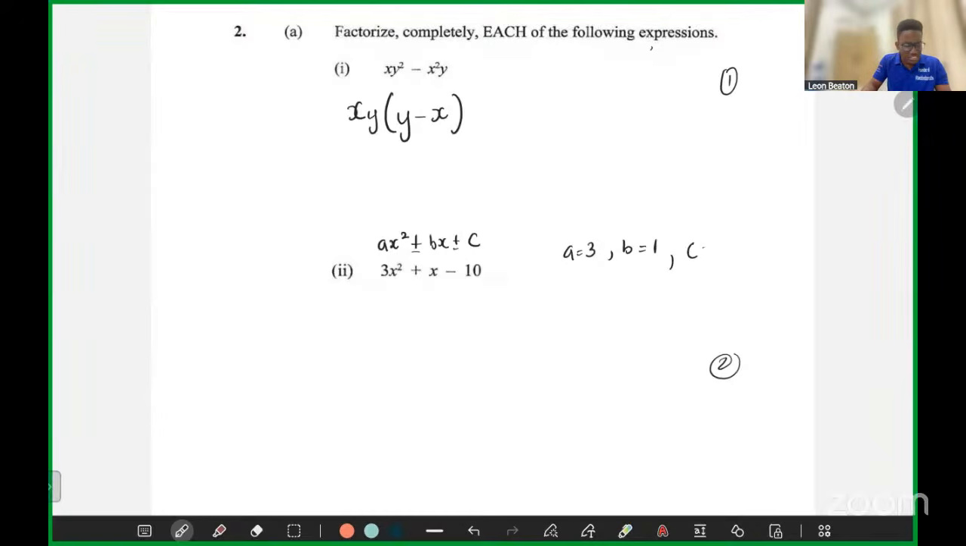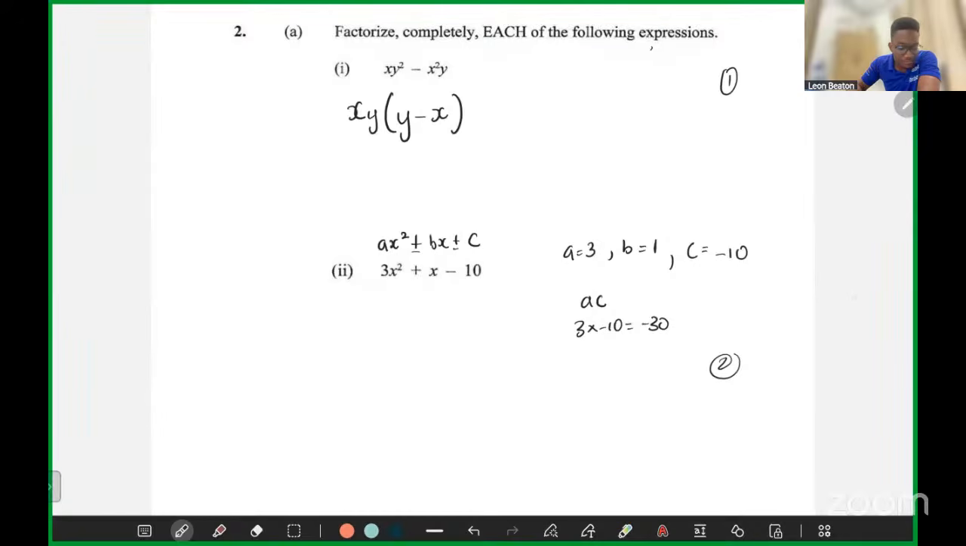And the last one, c, is the number by itself. You see this 10 is by itself, but it's not just a 10 alone. We have to take the sign in front of the 10 as well. So it's a negative 10. So c is equal to negative 10. So the AC method dictates that we multiply a by c. So a times c would be 3 times negative 10, which will give us a negative 30.